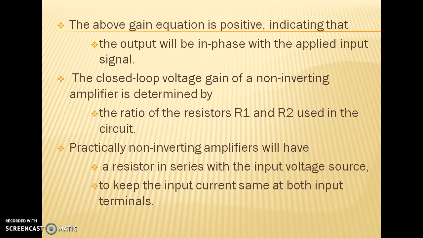The above equation is positive, indicating that the output will be in phase with the applied input signal. The closed loop voltage gain of the non-inverting amplifier is determined by the ratio of resistors R1 and R2 used in the circuit. Practically, non-inverting amplifiers will have a resistor in series with the input voltage source to keep the input current the same at both the input terminals.